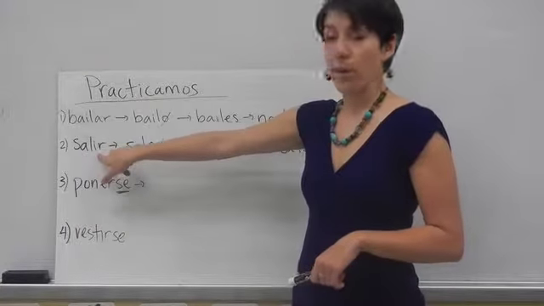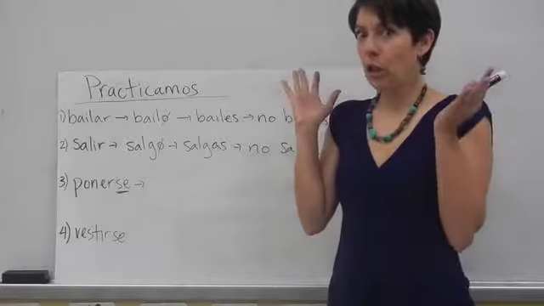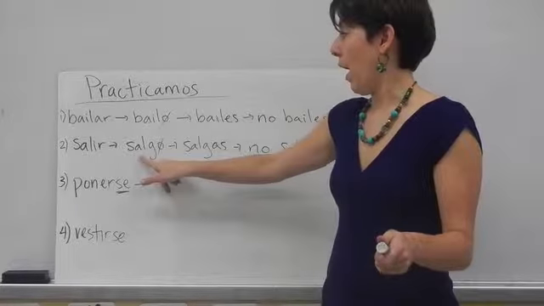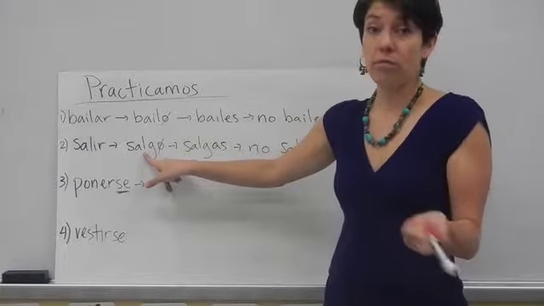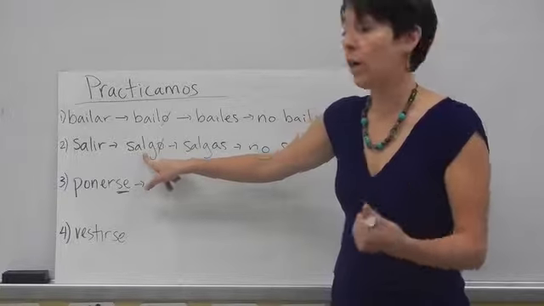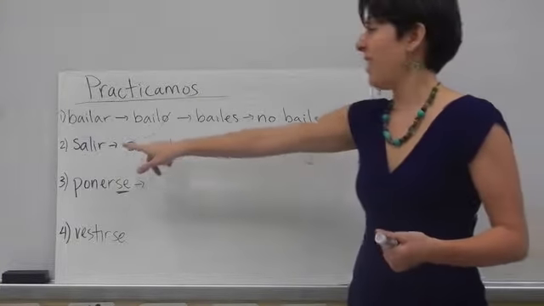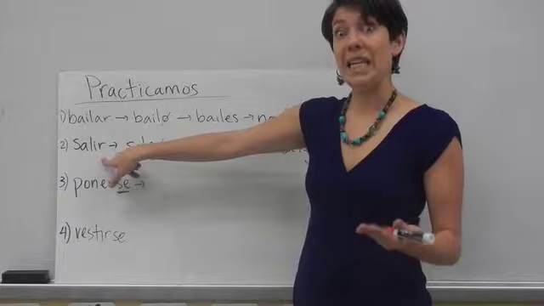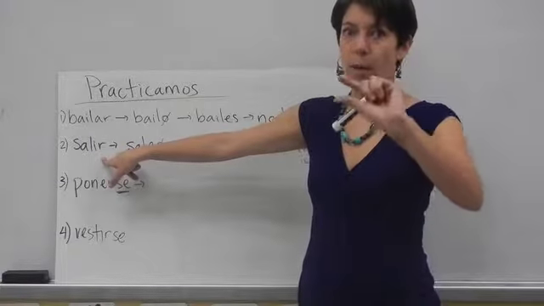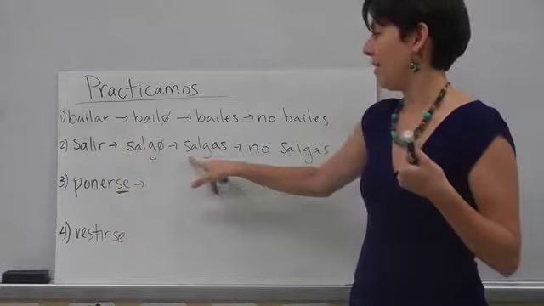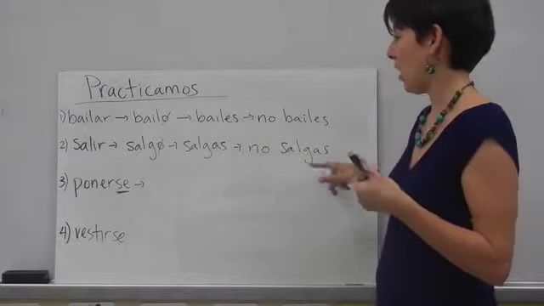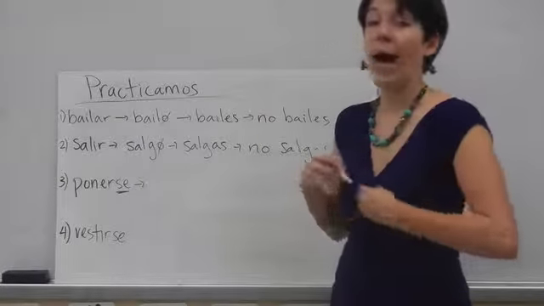Salir is an IR verb, but it's also a go verb. Go verbs, remember those? So I go to box 1, which is salgo. I don't have to do anything special. I just go to box 1. I take off my O, and it's an IR verb. So normally it would be ES in box 2, but I want the opposite. So I put AS, salgas. No salgas. Don't leave. Don't go out.